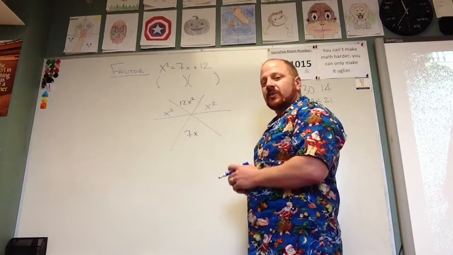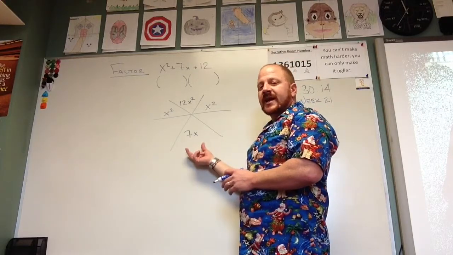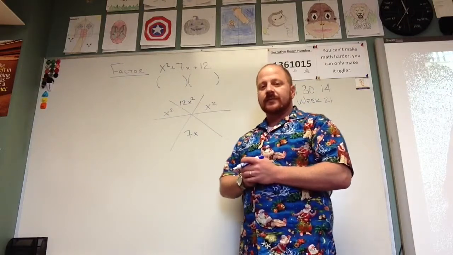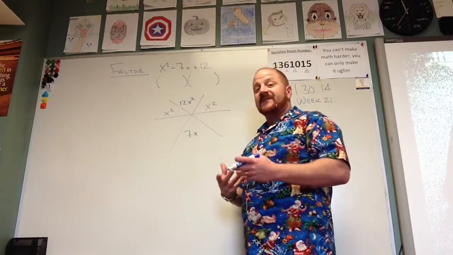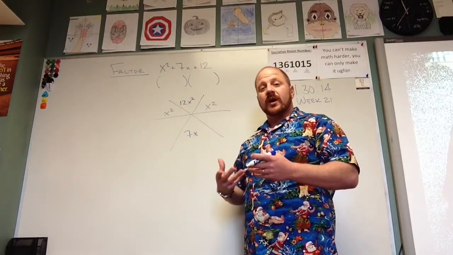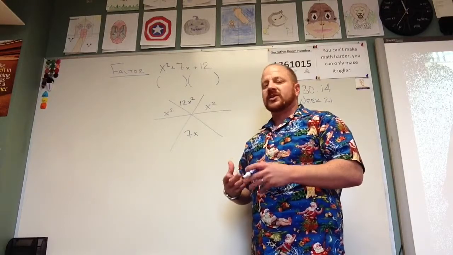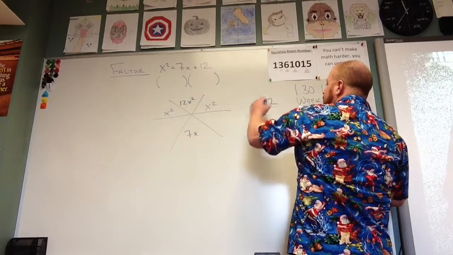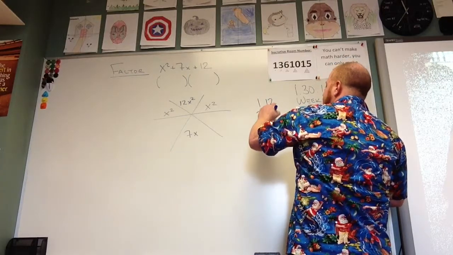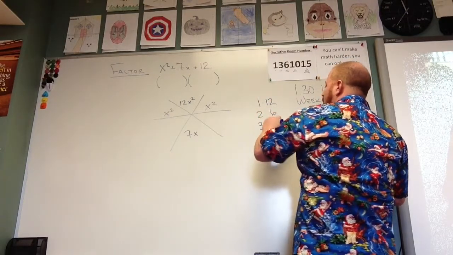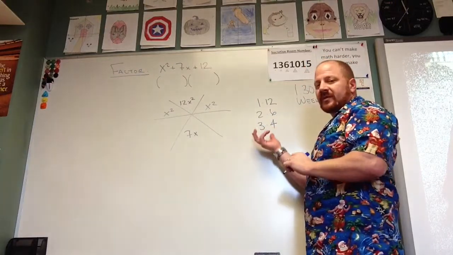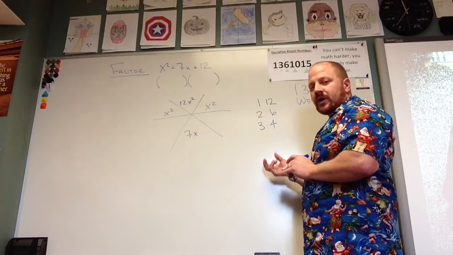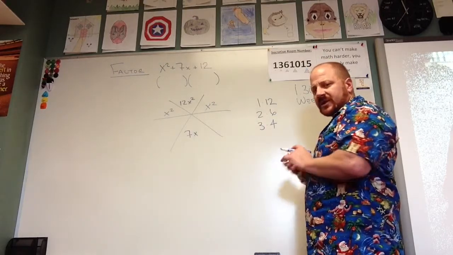Now is the first time I'm really going to think. I want to think what's going to add to 7x and then multiply to 12x squared. So if I start thinking about the factors of 12x squared, or more importantly the coefficient 12, I've got the factors 1 and 12. I can do 2 and 6. I can do 3 and 4. And if I kept going, I'd repeat the list inverted, so it would be 4 and 3, 6 and 2, and 12 and 1. So I've listed all the factors here. Here's all 6 of them.